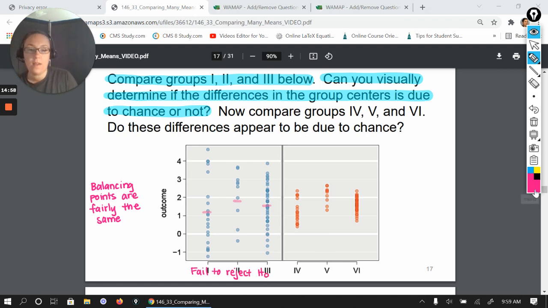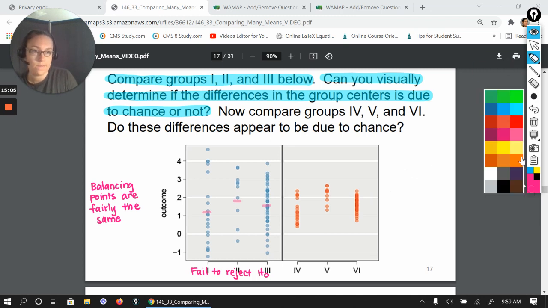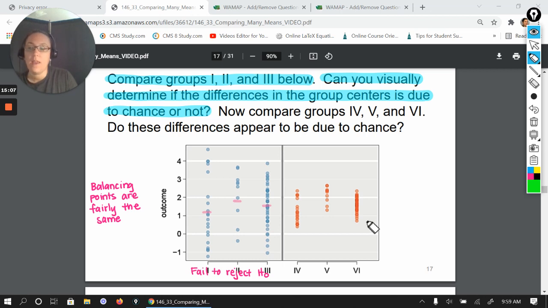Okay, now let's take a look at the right side. I'm going to try to mark the balancing points for these. So this one might be about right here. Maybe this one is a little bit up here. And then maybe this one is about right here.